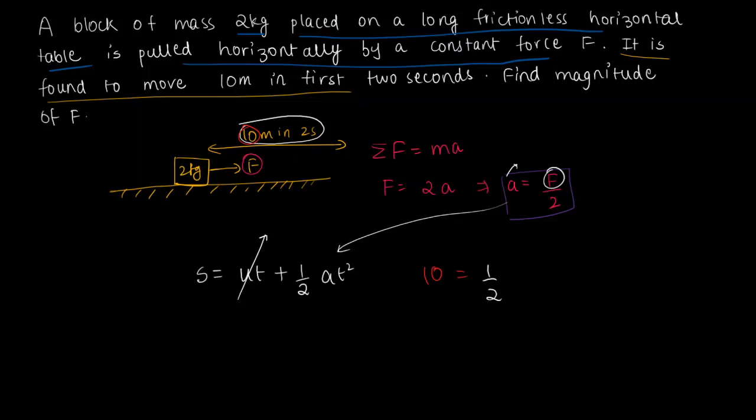half a, where a is F over 2, times t squared, and t here is 2 seconds, so you can just write 2 squared. Just solve it and you will arrive at, you have 10 on this side, and 2 times 2 cancels 2 squared, so 10 equals F. And since we were doing everything in SI units, you can say that the force F is 10 newtons.